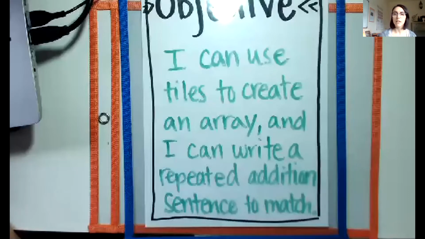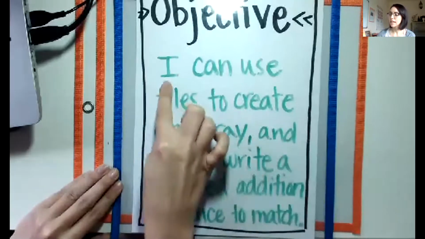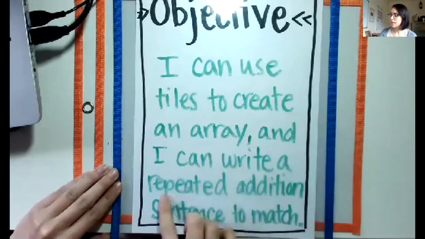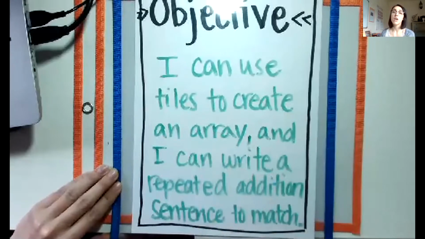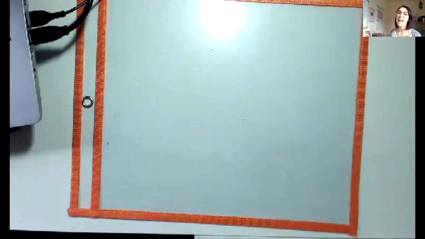All right. So now that we've gone ahead and reviewed what an array is, what equal groups are, what columns and rows are, let's take a look at what our objective for today is. So I'm going to share my screen with you again. Please feel free to read the objective with me. Objective. I can use tiles to create an array, and I can write a repeated addition sentence to match. Okay, so we're creating arrays today, and we're going to write a repeated addition sentence to match. This is exactly what you'll be asked to do in your problem set during your independent practice.